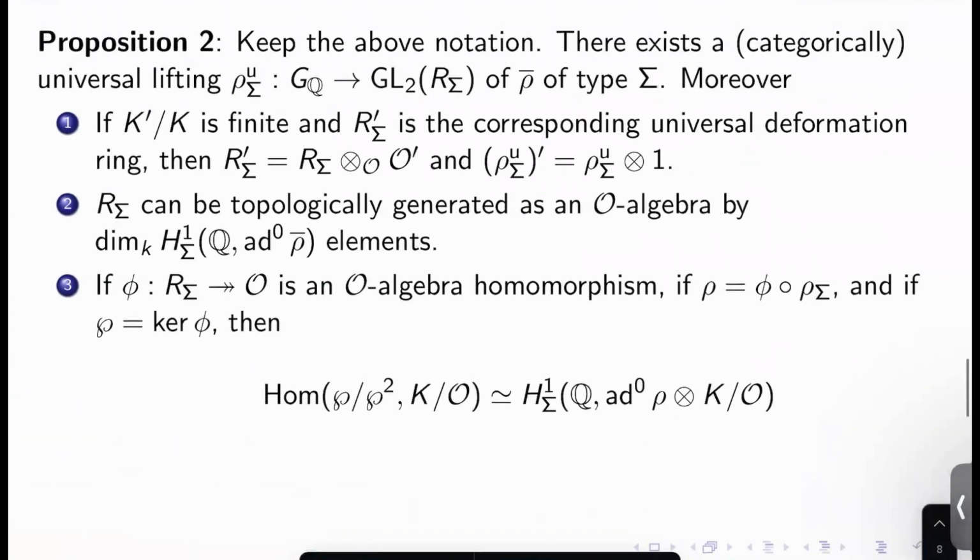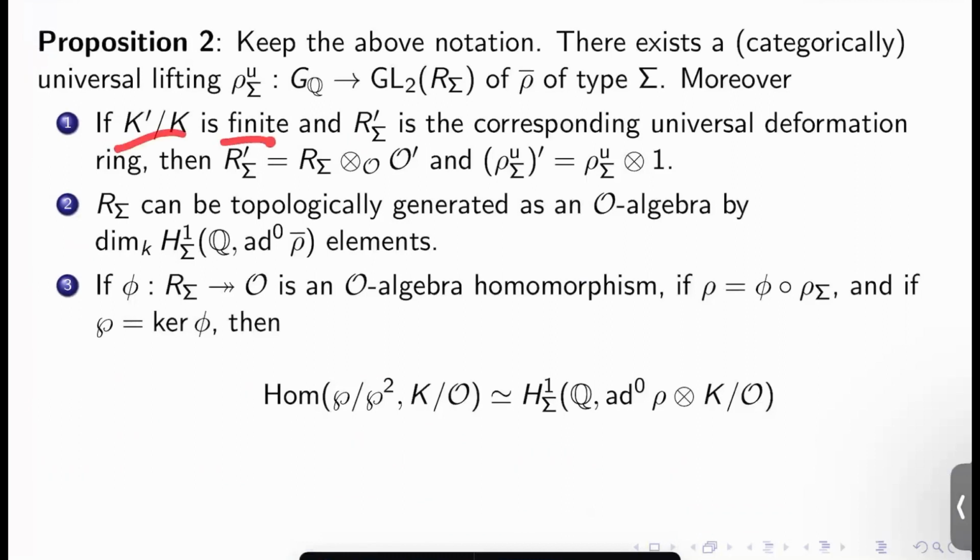So here is proposition 2. It's one of the key propositions when you're trying to prove R equals T in the general case, along with proposition 1. So let's keep all the above notation. Then there exists a categorically universal lifting rho U sub sigma. So we'll call this a universal type sigma lifting GQ to GL2 of R sub sigma, with universal deformation ring R sub sigma. This will be a lift of rho bar of type sigma. So not only do universal deformations exist in general, but universal type sigma deformations exist, is what this proposition is saying. And moreover, they have some properties.